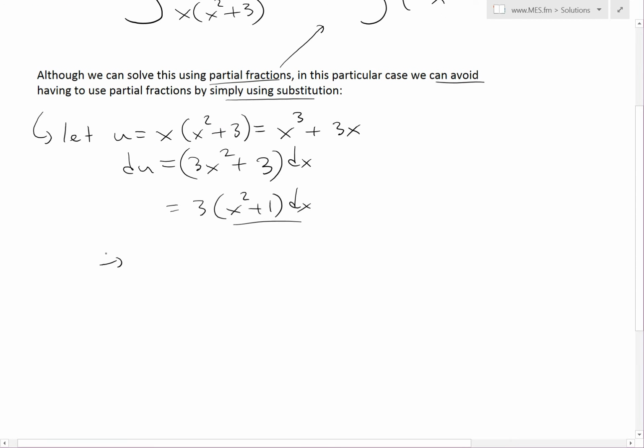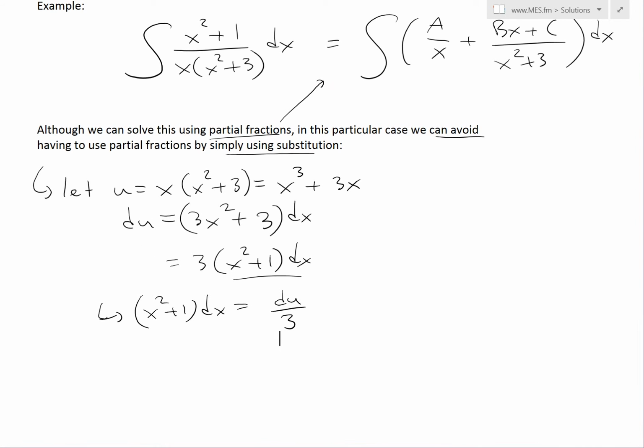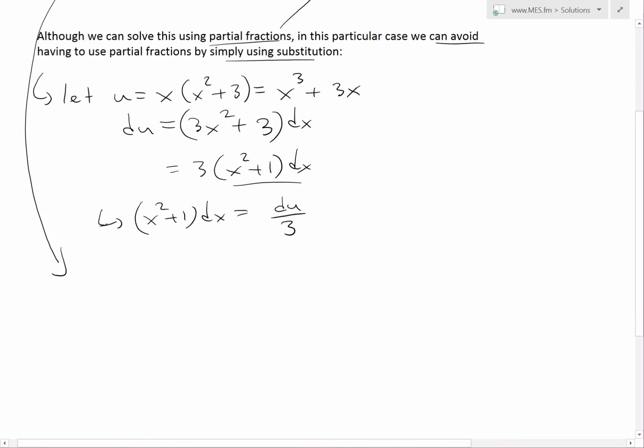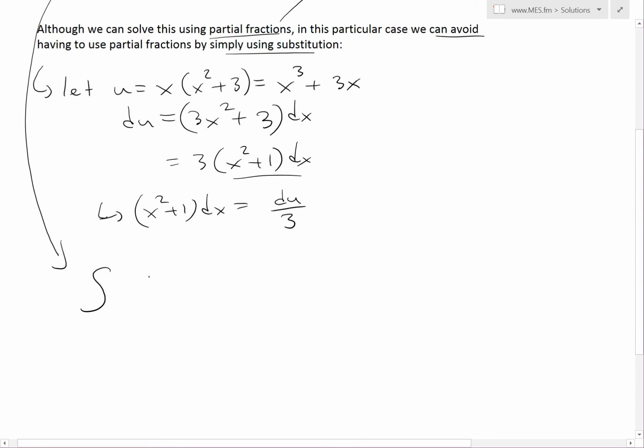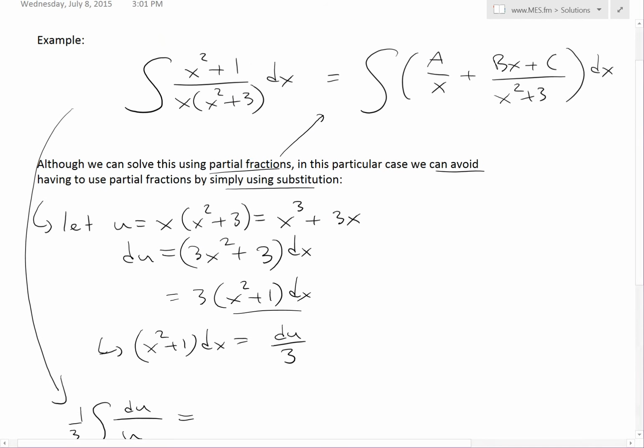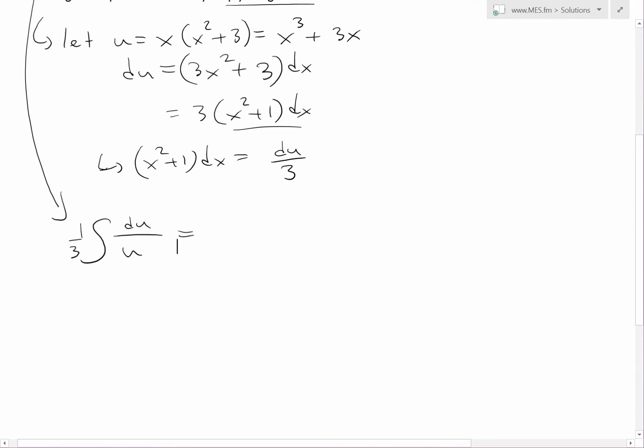So making the numerator by itself, we have x squared plus 1 dx equals, just divide the 3 out, du over 3. So now we have all this, and we could just plug this inside. This becomes the integral now, where the numerator is gone, of 1 over 3 du over u. Now this is because the denominator we let equal u. So this equals ln absolute value of u plus a constant C.